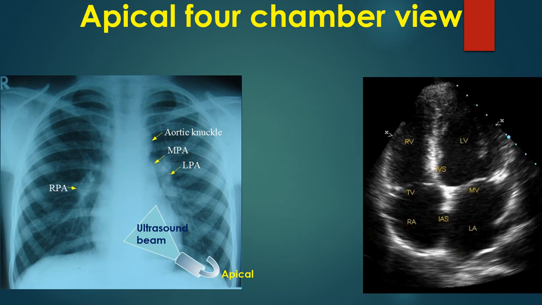Apical 4-chamber view shows all 4 cardiac chambers, mitral and tricuspid valves and the septa. But as the echo beam is parallel to the interatrial septum, false echo dropouts can occur in the interatrial septum. Apical 5-chamber view, including the proximal aorta, can be obtained by a slight tilting of the transducer from this view.